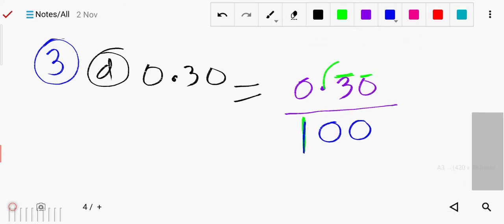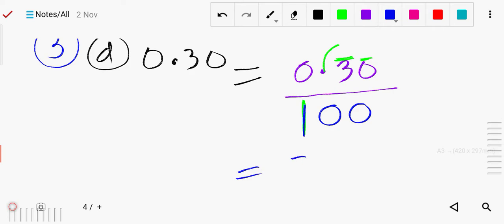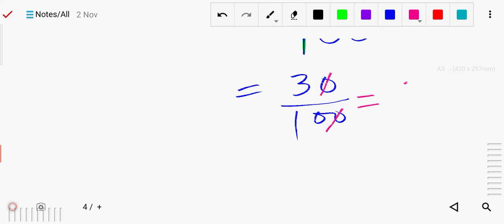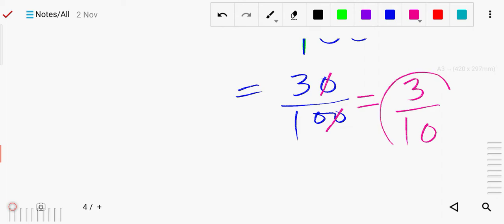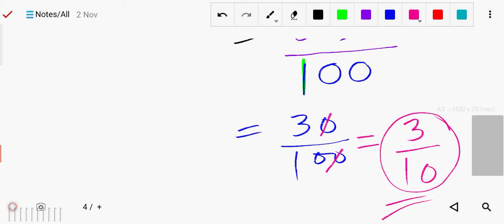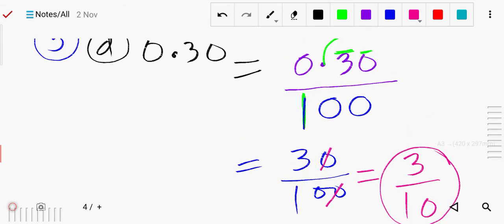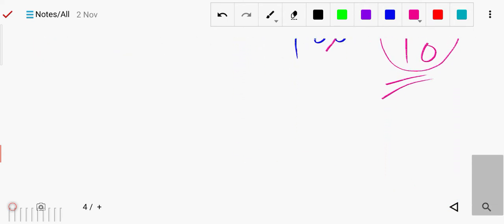Now here it is 30 by 100. Now we have to write it in the simplest form, so this 0 will cancel, so it is nothing but 3 by 10. You will just write 3 by 10. Because 3 and 10 we cannot divide further, this is your answer, 3 by 10.